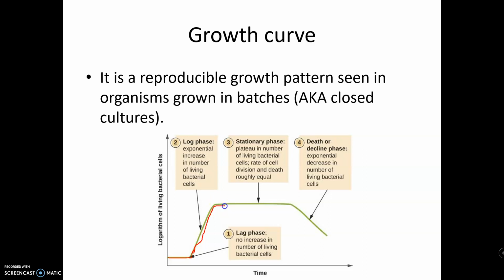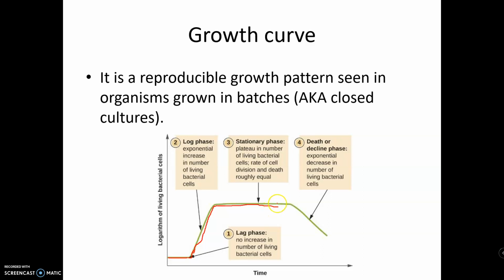After that, what happens though is the nutrients in the medium that we were growing in are consumed. We're running out of those nutrients. The waste products, they're accumulating. We're essentially being poisoned by our own waste. And so the number of organisms dying starts to equal the number of organisms that are being produced. And we enter the stationary phase where, yeah, we're still producing new organisms, but we're producing them at the same rate that they're dying off because of essentially the poisons that are being created by those same organisms.